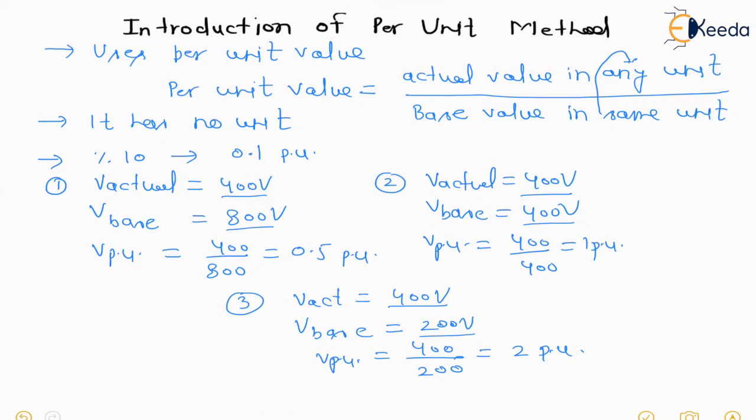We need to see carefully that when we change the base values, our per unit values change correspondingly. In the first case it was 0.5 pu, in the second case 1 pu, and in the third case 2 pu. It means if actual values are not changing but we change the base values, then our per unit value will definitely change. This concept will help when we solve the bigger questions.